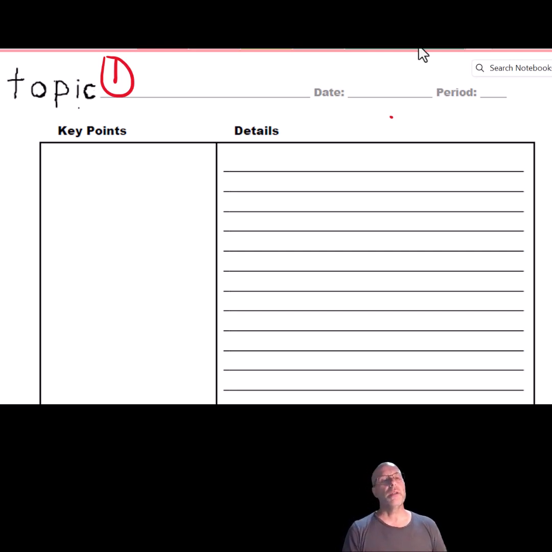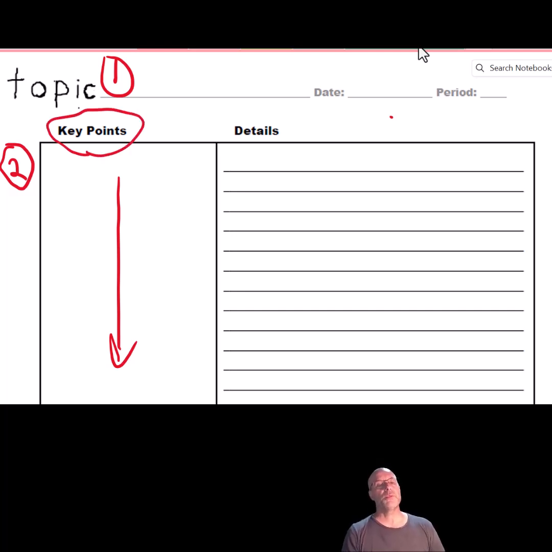The second out of the 4 spots is a narrow column which stretches most of the way down the page, and that's where the key points go. Sometimes they're called key questions if you're investigating something, but for my videos it'll be key points or key concepts. So you just have brief statements here.